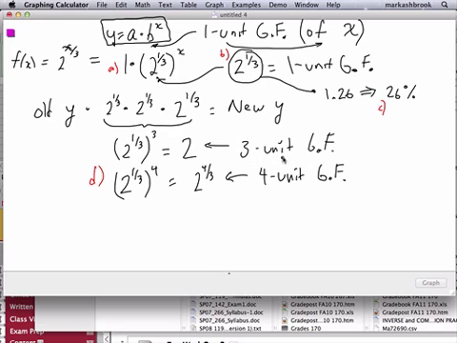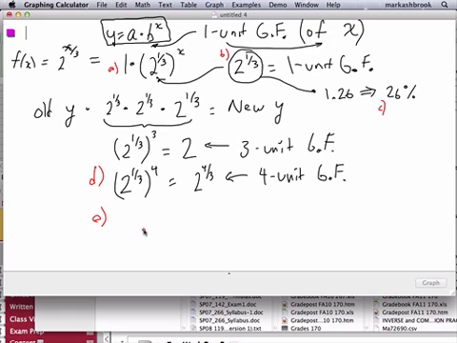Yeah, the unit, how many units, that's saying how many units you would advance on the x. And so then the factor is what would you multiply the old y by to get the new y for that advancement of x, that many units of x. What's the 1/5 unit growth factor?